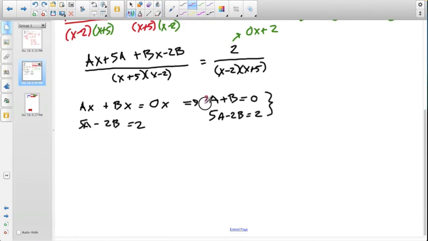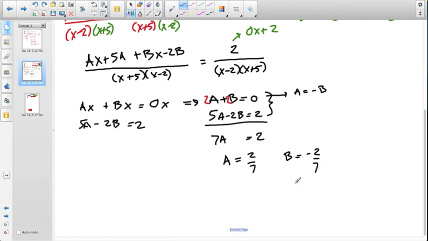So I'm going to multiply everything by 2, so I can cancel out the b's. 2 times 0 is still 0, so we're going to leave that as 0. And so I have 7a then equals 2. So a is 2 over 7. And so if a is 2 over 7 and a and b are opposites, that's what this statement says here, that a is the opposite of b, then b must be equal to negative 2 over 7.